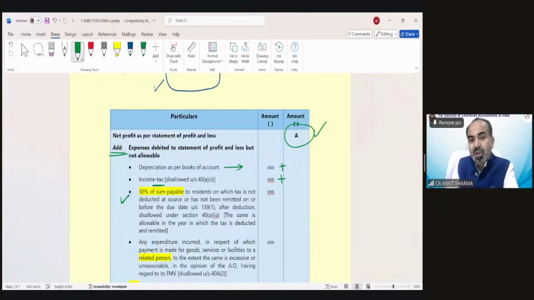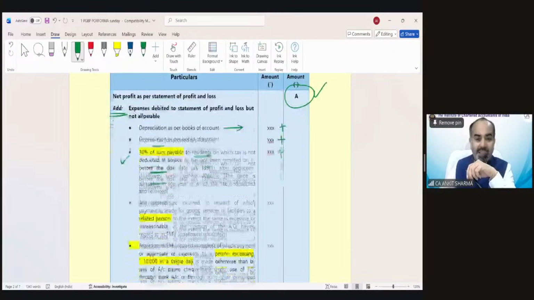30% of sum payable to a resident. So there are certain payments on which there is a requirement of deduction and depositing of TDS. If you do not deduct or deposit the TDS on that payment up to the due date of ROI or up to the due date of TDS, as the case may be, then only you can claim 70% of that expenditure as a deduction. So the remaining 30% is going to be disallowed. So this is connected with the TDS concept. You must have gone through section 40A.